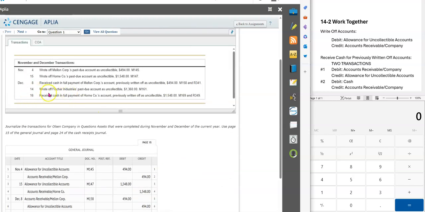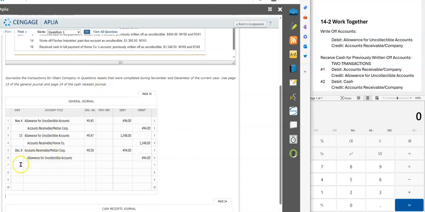All right, on the 14th, we wrote off Fisher Industries past due account as uncollectible. Okay, so we're going to come back up here to our general journal, and on the 14th, we're going to say accounts receivable. Oh, my bad. Allowance for uncollectible accounts, because we are assuming we're not going to get this money. It is Memo 161. And the amount is $1,360. Our credit is accounts receivable because we're no longer expecting to receive this money. And we got to say who it's from. So Fisher Industries. And $1,360. And that's it for that one.